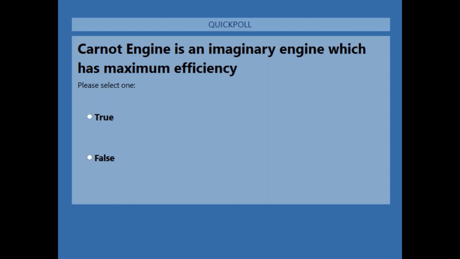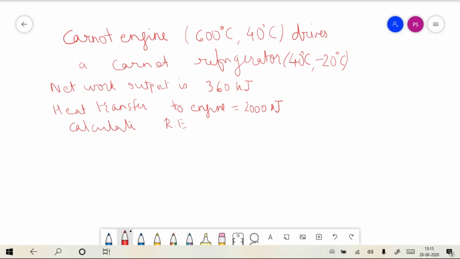The answer is that it is true that the Carnot engine has a maximum efficiency. I'm closing the poll now, and let me now solve one involved problem, involved in the sense that it is a bit difficult. The question you can write down. I'm dictating the question, and it is also seen on the white screen. You can take down this question and try to draw the schematic of this.